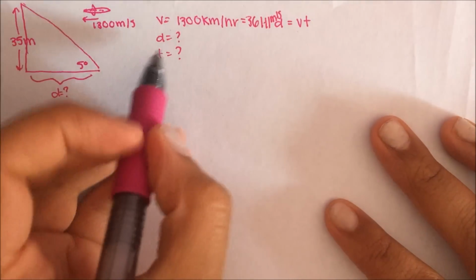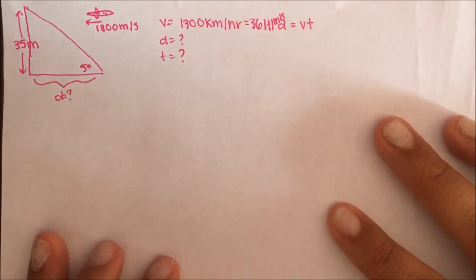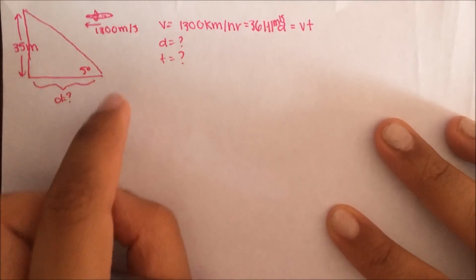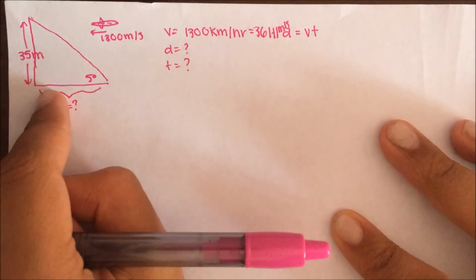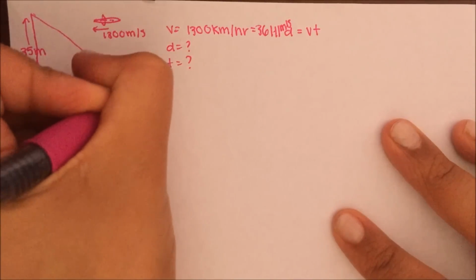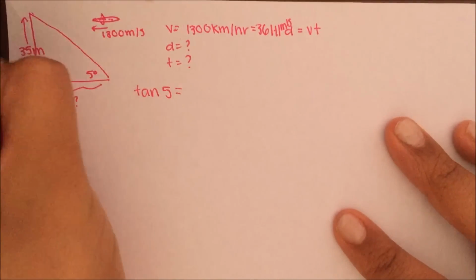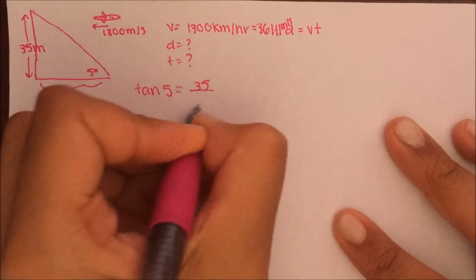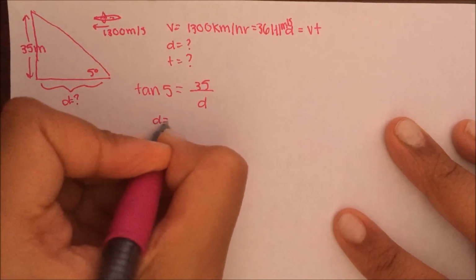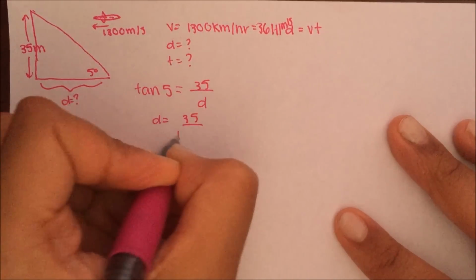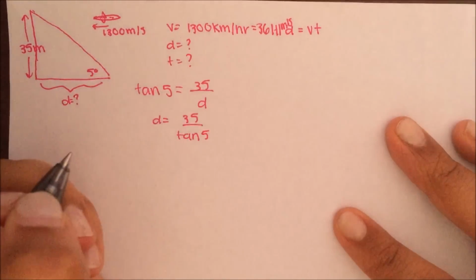And so we have two unknowns, the distance and the time. We're going to use trig to figure out what this distance here is. So we know this angle and this side. We know that tangent of 5 is going to be equal to the 35 over this distance. So the distance is 35 over tangent of 5.